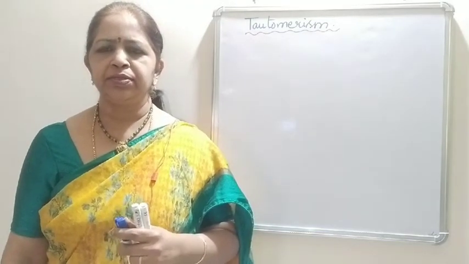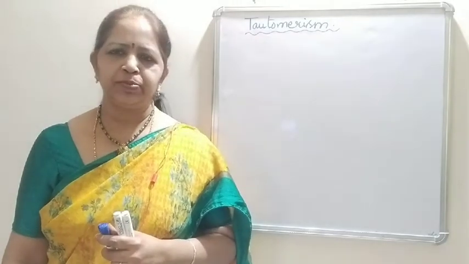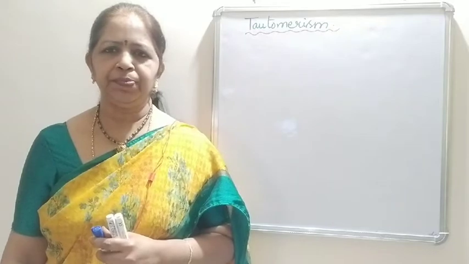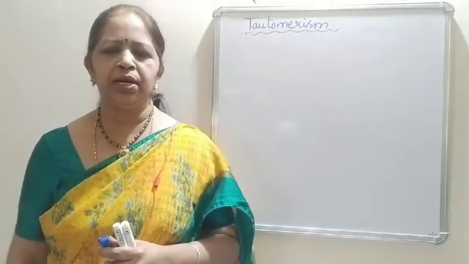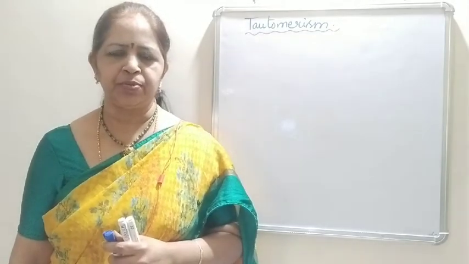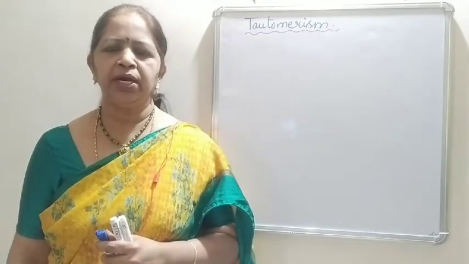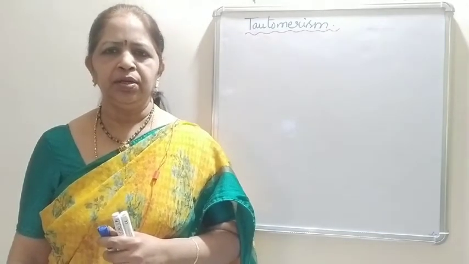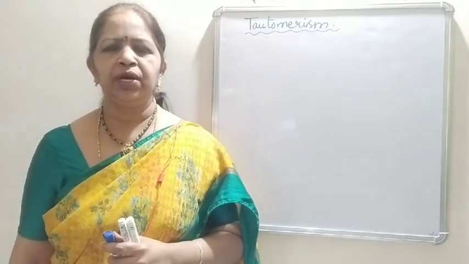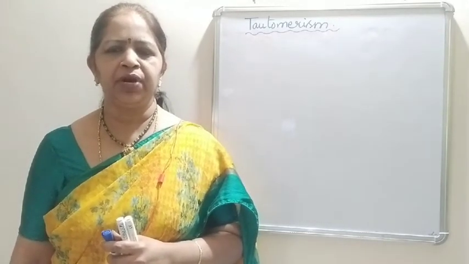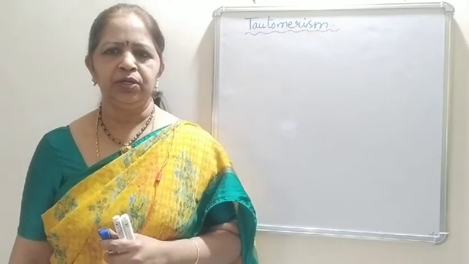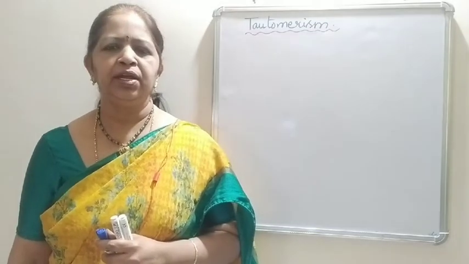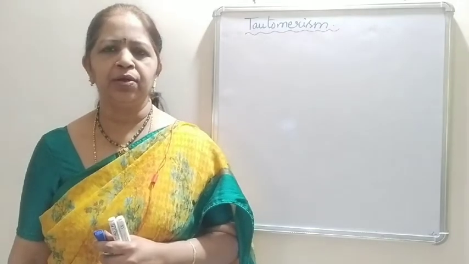Hello students, today I am going to explain about tautomerism. What is tautomerism? It is a special kind of functional group isomerism. We have studied functional group isomerism. What is that? The isomerism in which different isomers have different functional groups. The isomers have the same molecular formula but differ in the nature of the functional group present in them.